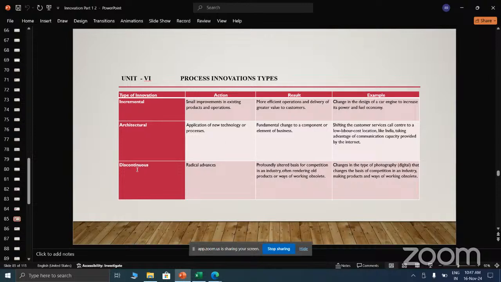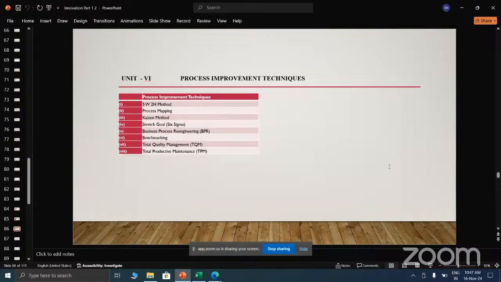Then under the discontinuous innovation type, the action is radical advances. The result is profoundly altering the basis of competition in the industry. For example, changes in the type of photography, that is from analog to digital. Earlier, we used to have analog, where if we needed a passport photograph, it used to take at least a day, because the photographer captures the photo, then takes it to a printing hub, and then gives it on the next specific day. But with digital, you can get it in some 10-15 minutes now.